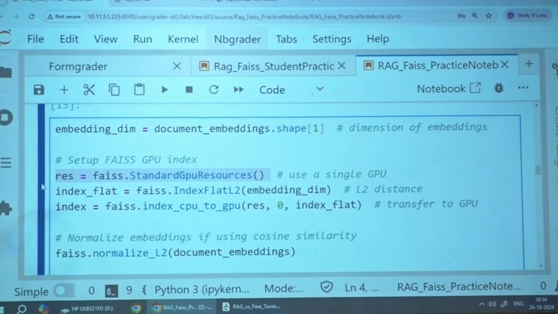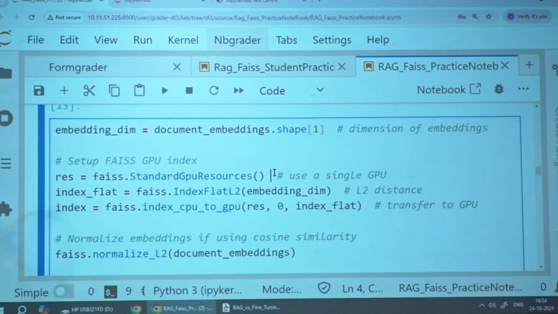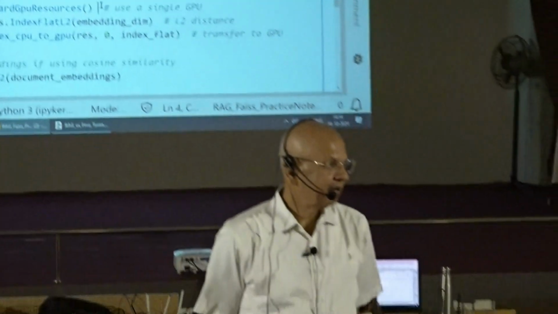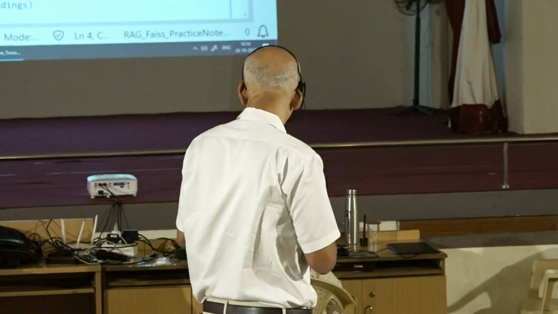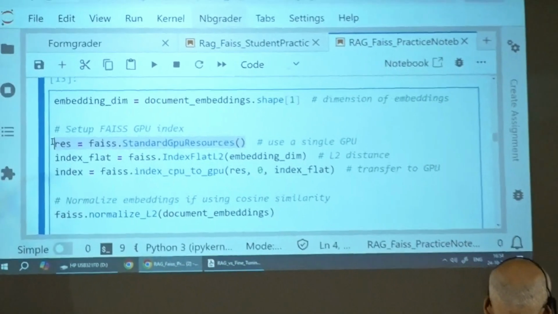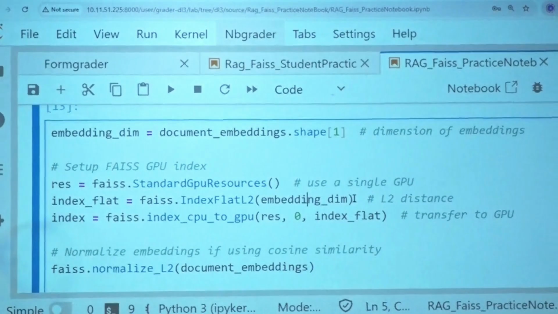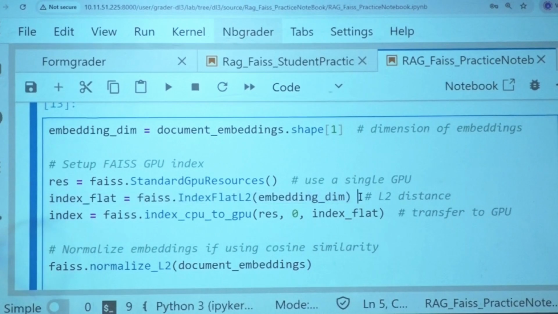There are two files, one file which works with CPU, one file which works with GPU. Now we will see if you are having scalability issues, we'll ask you to change to CPU because that's smaller and faster. So right now we are using FAISS GPU. So we are allocating the standard GPU resources. Then we have to choose the indexing strategy. The indexing strategy we have used is index flat L2.